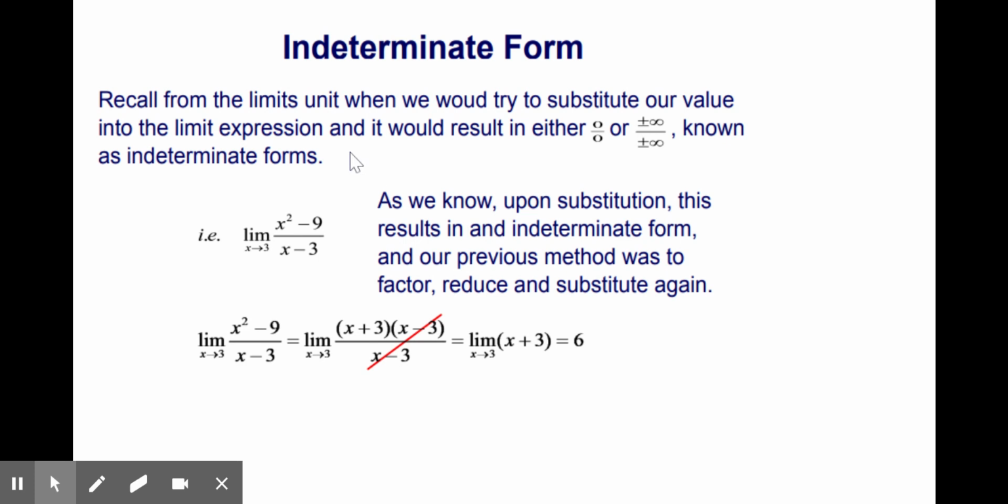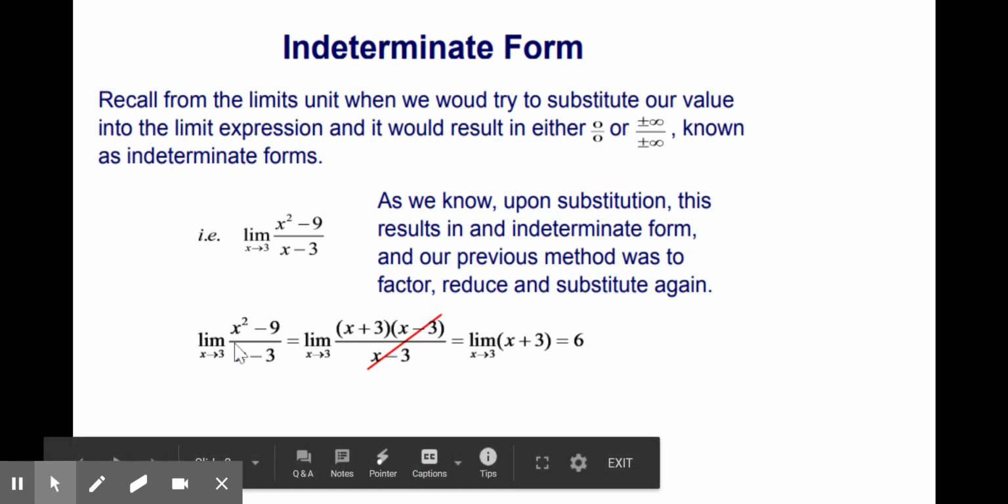If you remember back, we talked about indeterminate forms a long time ago, all the way back in chapter 1. Two really popular ones, 0 over 0 and infinity over infinity, were both indeterminate. You can see here how we would go about working out that limit. If we substitute 3 in, we would get 3 squared is 9, minus 9 is 0, over 0. That's considered indeterminate.